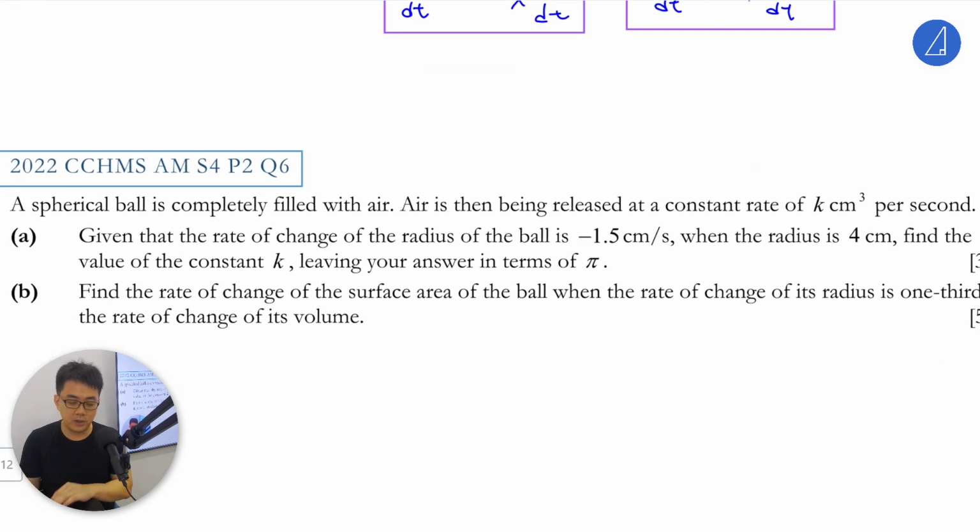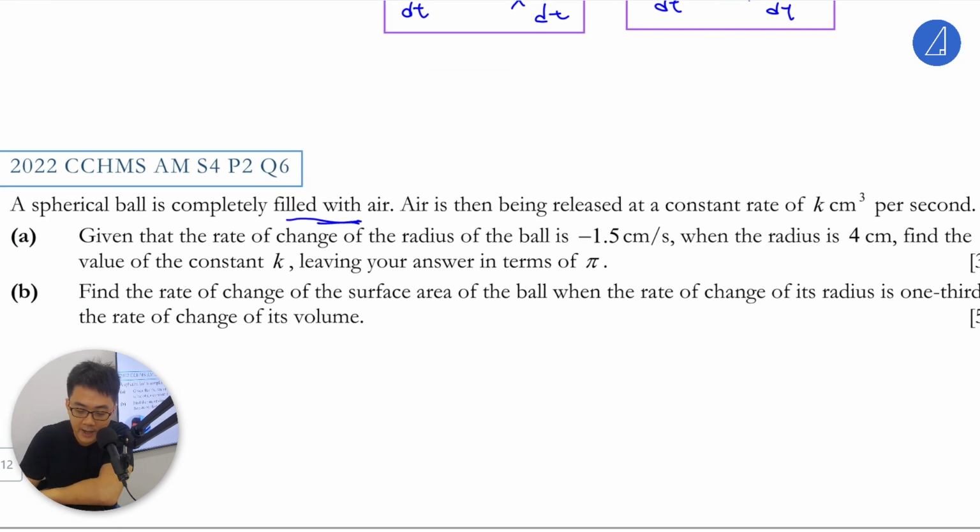A spherical ball is completely filled with air. Air is then being released at a constant rate. Meaning to say, this air is being released. You see this cm cube? The air is coming out, so dV/dt is negative k cm cube per second.